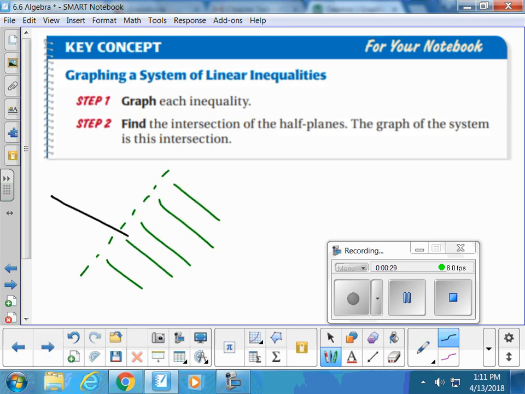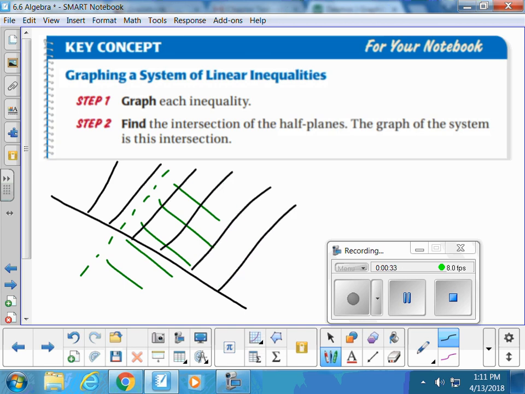All right, so basically we're going to be graphing one line and shading, graphing another line and shading, and then really using our eagle eye vision to look for where the shadings overlap. Can you see? Where are my shadings overlapping? Point to where my shadings are overlapping. Are you pointing right here?